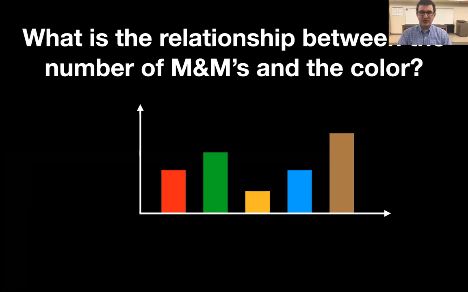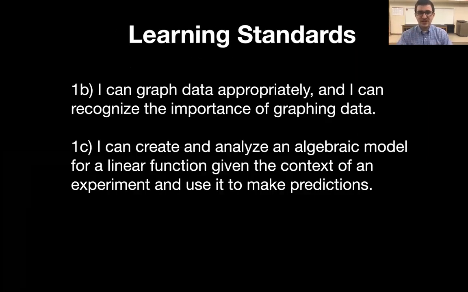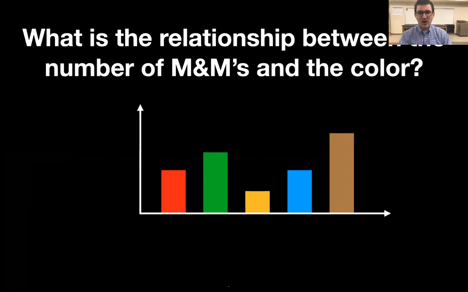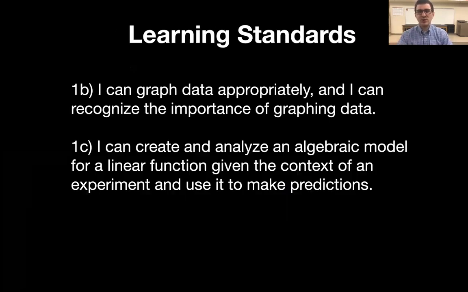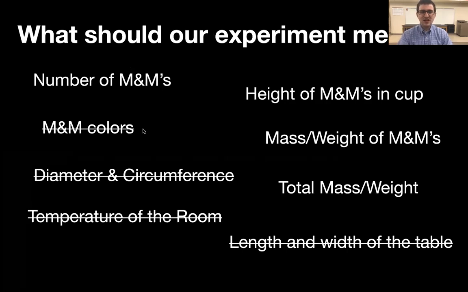The only issue with this graph is we have to take a step back and look at our learning objectives, the standards. So the standards is I can graph data, well that's fine, but 1C is I can create and analyze an algebraic model for a linear function. And there's really no way to create an algebraic model because this is not a linear function. So this, while it's a totally reasonable experiment, is not going to be what we're doing with the M&Ms. So we can go ahead and cross out the M&M color as something that we're not going to be looking at. So then we're left with only a limited number of variables.